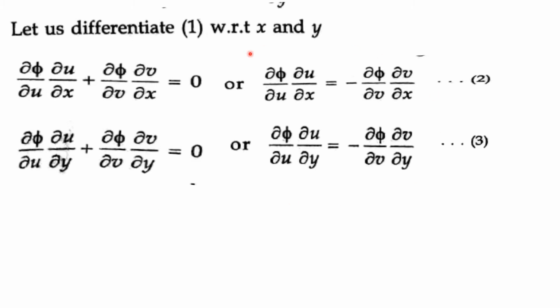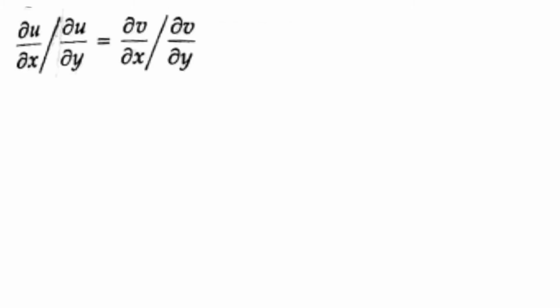So next we have to make a substitution. Before making a substitution, we'll cancel the term. How can we cancel this dou phi by dou u? According to the procedure, we have to divide equation 2 by 3. When you divide equation 2 by 3, dou phi by dou u and dou phi by dou u will get cancelled in the numerator as well as in the denominator on the LHS. What will remain here? Dou u by dou x by dou u by dou y. Similarly here also, dou phi by dou v and dou phi by dou v will get cancelled in the numerator as well as in the denominator. What will remain? Dou v by dou x by dou v by dou y.